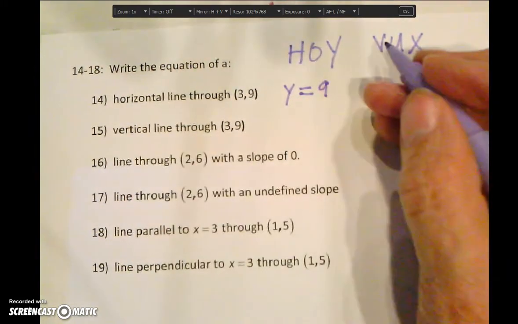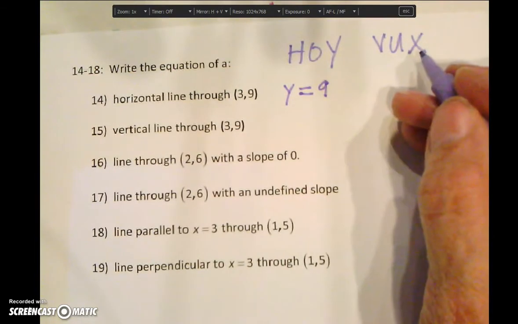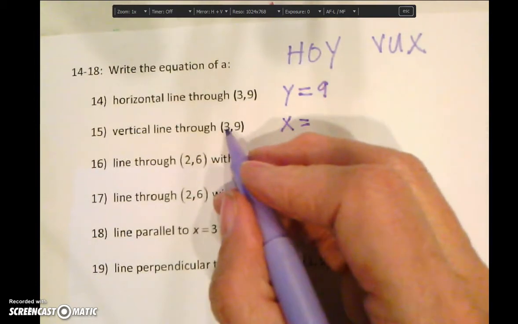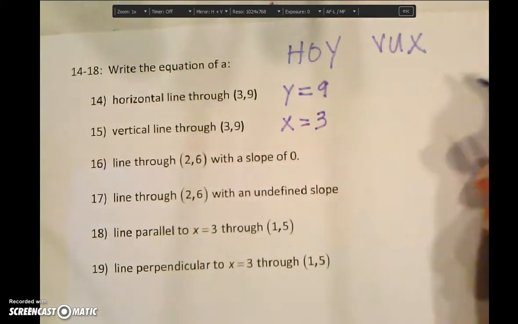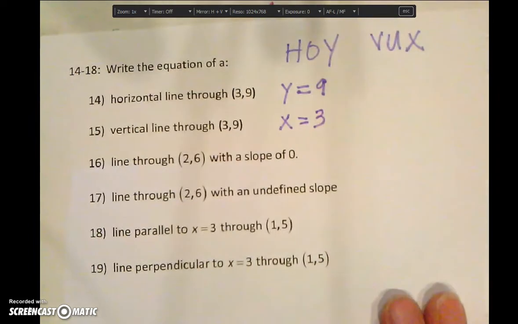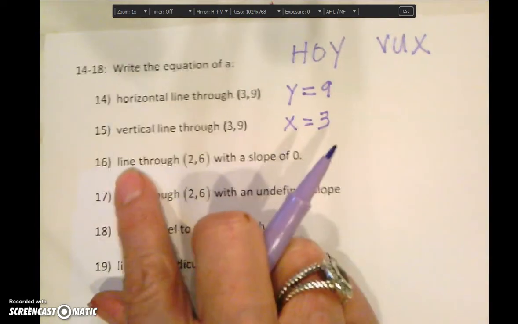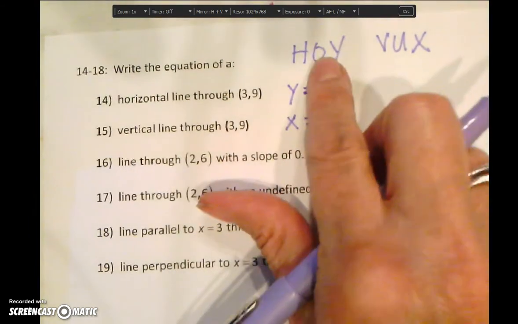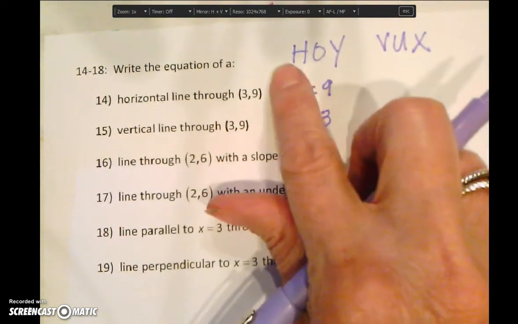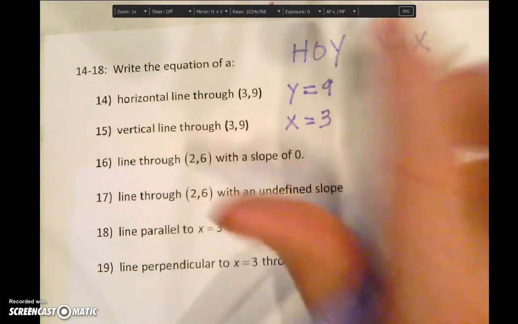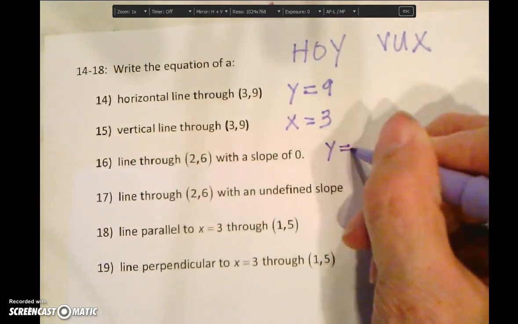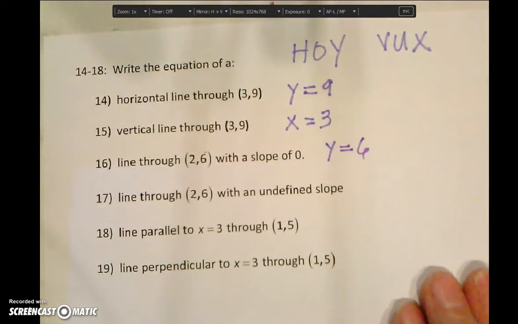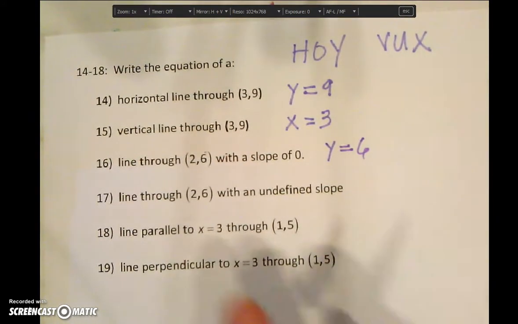If it's a vertical line, so vertical, there's the V for vertical, it's an x. So x is equal to, and I need the x coordinate, which is 3. So all the x values are 3 on that line. If I want a line through 2, 6 with a slope of 0, if I have a slope of 0, it's going to be horizontal. If I'm writing an equation, it's going to be y equals, and again, y equals whatever the y value is of the point, so y equals 6.